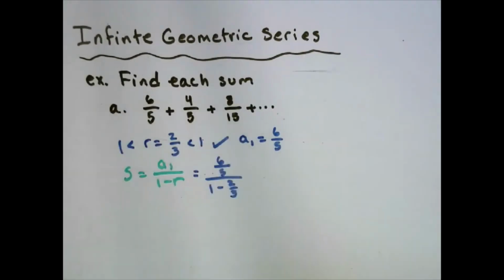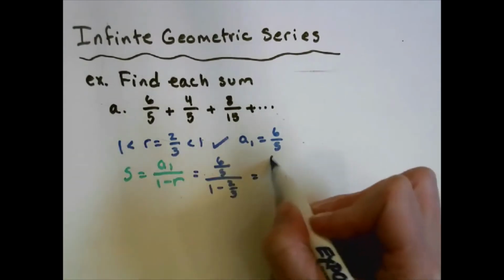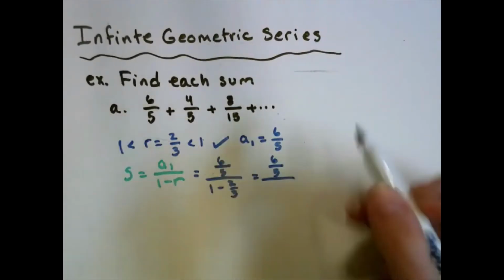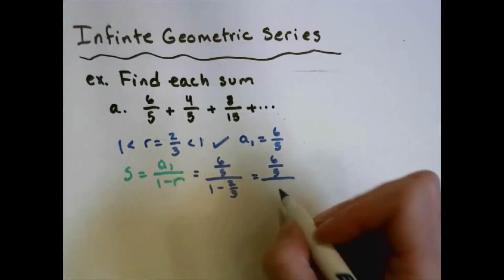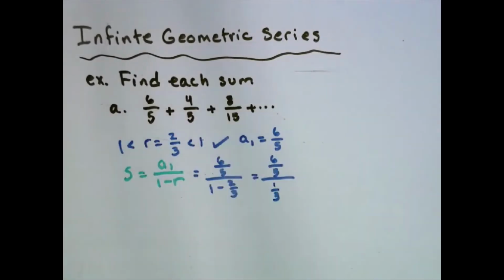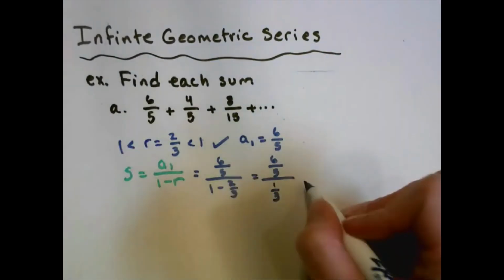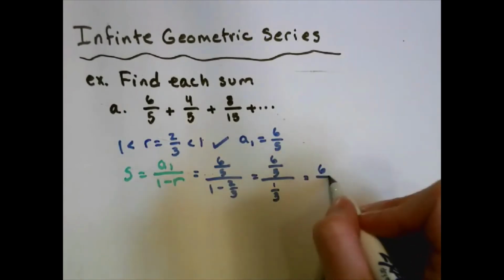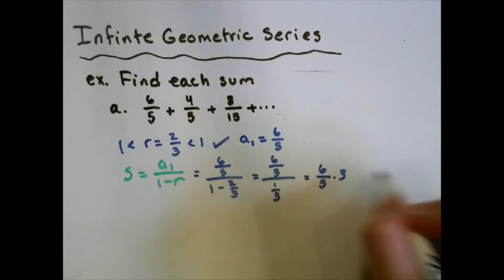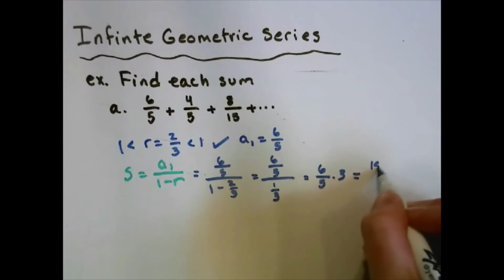minus 2/3. So that's going to be 6/5 over, well, 1 minus 2/3 is 1/3. So that's going to be 6/5 times 3, which is 18/5.